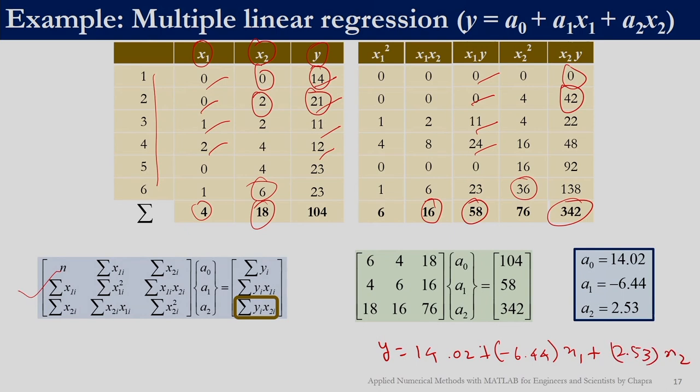So given any other value, for example, if we say x1 is equal to 3.2 and x2 is equal to, let us say, 4.8, right, we do not know the value of y from this data set, but we can plug these values 3.2 and 4.8 into x1 and x2, and we will be able to calculate y. So that is the benefit of having a model.